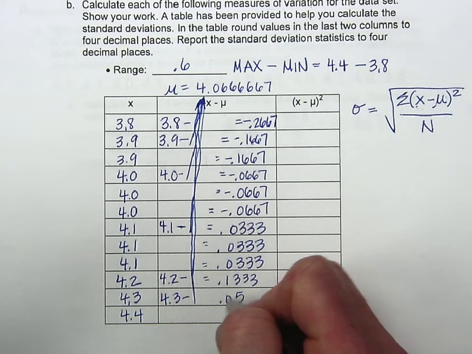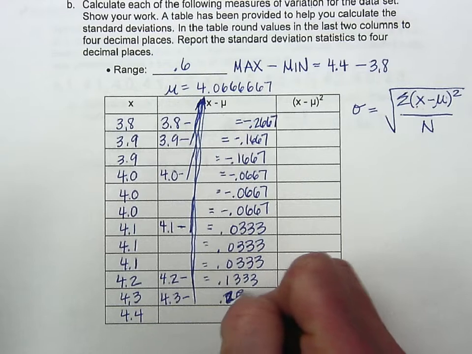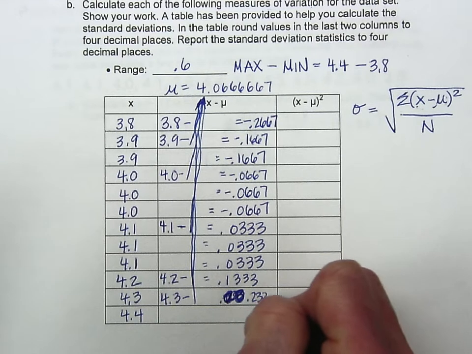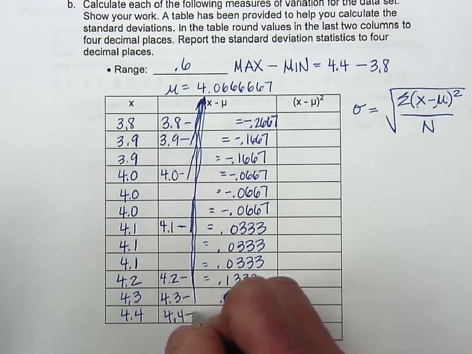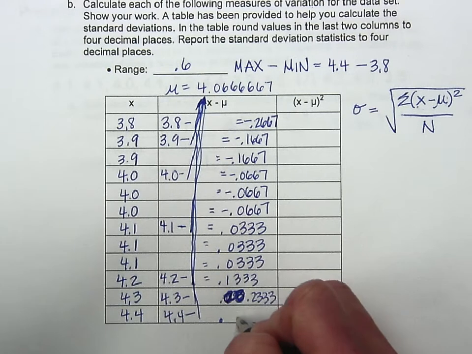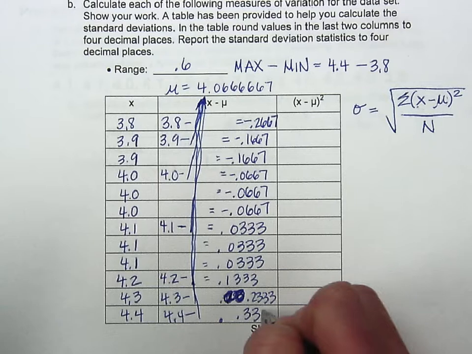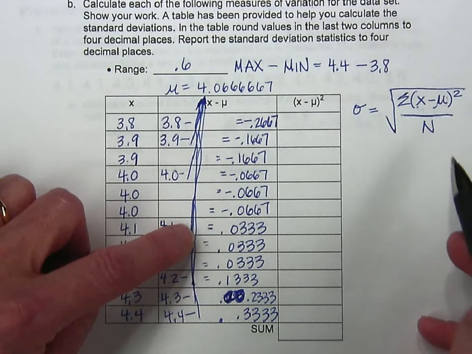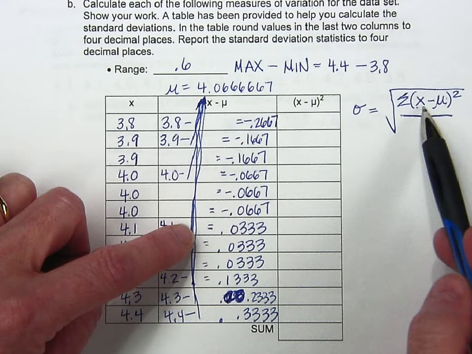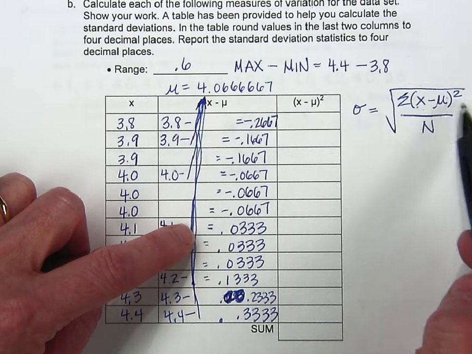Oh, no. 0.2333, and then I'm going to do 4.4 minus that number up there, and I'm going to get 0.3333. Then the next part of the standard deviation formula says after I do the x value minus the mean, then I need to square that number.